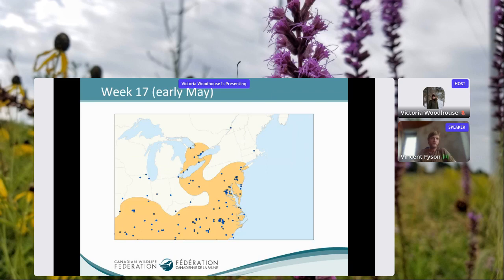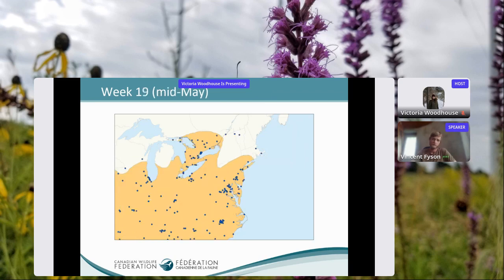So here's the advance of monarchs 2 weeks later in early May as they first start to arrive into Ontario. Next slide. And again, mid-May as they're back to nearly the full extent of their range in Ontario. And it will take at least another couple weeks before they reach the full eastern extent of their range into Nova Scotia and maritime provinces.